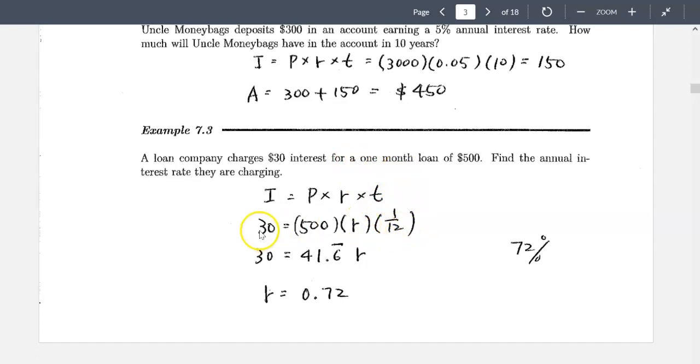I equals 30. Now we need a little bit of algebra right here. So 30 equals, if you multiply all this together, it's about 41.6666 R. Divide by 41.6 on both sides. R equals 0.72, which translates to 72%.